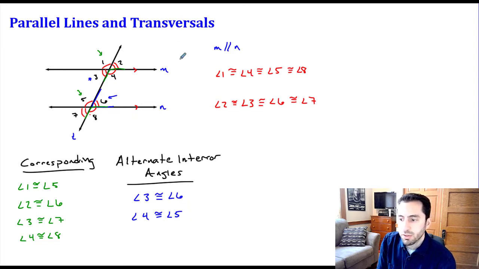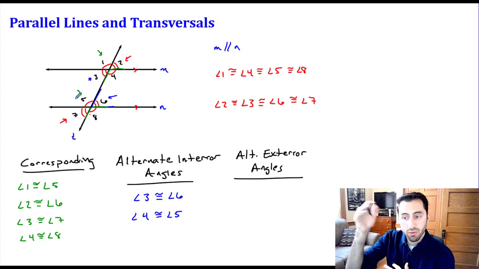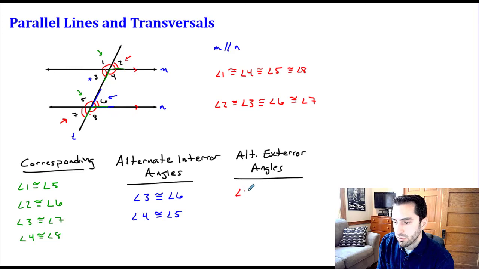We also have alternate exterior angles. Similar to the alternate interior, alternate means one's on the left-hand side, one's on the right-hand side of the transversal. And then exterior, they're going to be on the outside of our two lines. So for example, angle 2 and angle 7. 2 is on the right-hand side of the transversal, 7 is on the left-hand side, and they're both outside our two lines. So angle 2 is congruent to angle 7. And our other pair, we have angle 1 is congruent to angle 8.